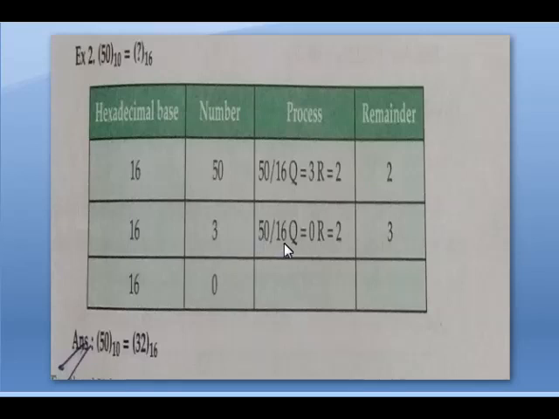The quotient is 0 and the remainder is 3. So write the remainder here. In our book also we have the problem. So here it is 3 upon 16, the quotient is 0 and the remainder 3. When the quotient becomes 0, we stop the conversion here, and from the reverse order we write the answer, that is 32 to the base 16.